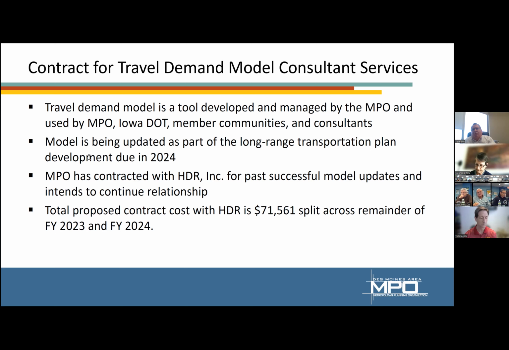Yeah, I mean, for me, it's an expensive update, right? And so I just want to know that it's a must have and not a nice to have. No, I would say this is a must have. Well, especially with all of the outlying communities, the way they're growing and changing. I mean, not just Altoona, Bondurant, Pleasant Hill, Carlisle, Ankeny, the transportation's changing daily. So I could see why it'd be necessary.